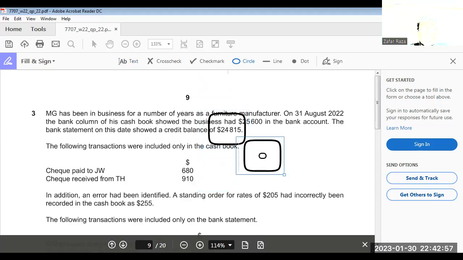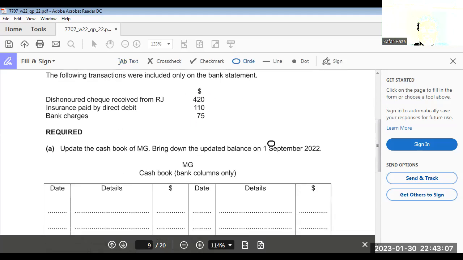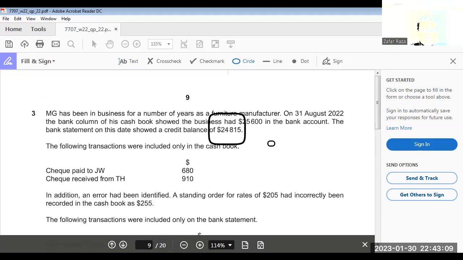This is your answer. Don't forget that. This is your answer. Okay. So what I love about a bank reconciliation statement is that I know the answer: 24,815. Now, first we have to make an updated cash book.